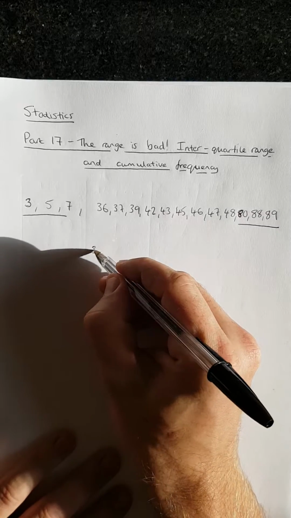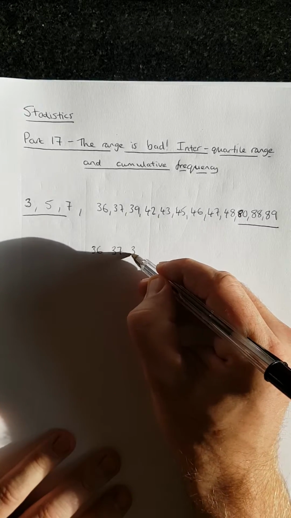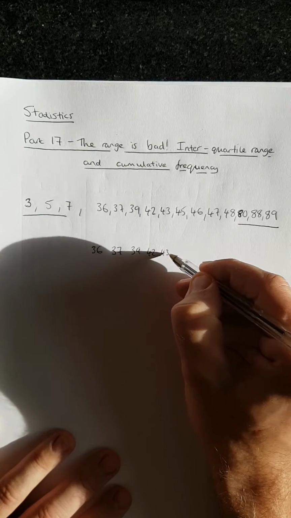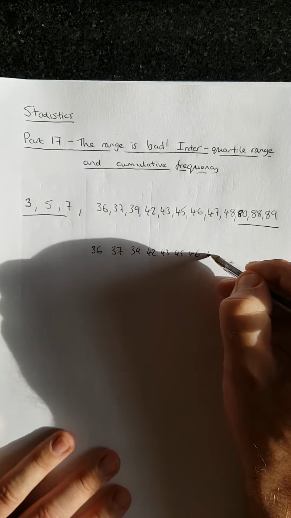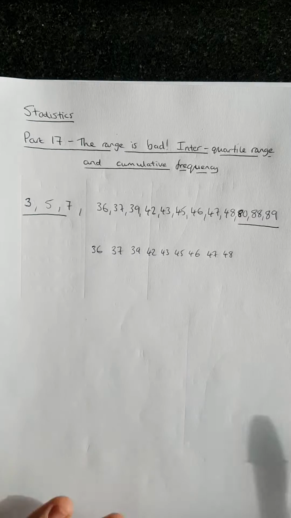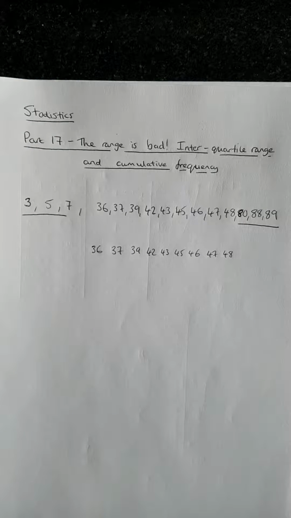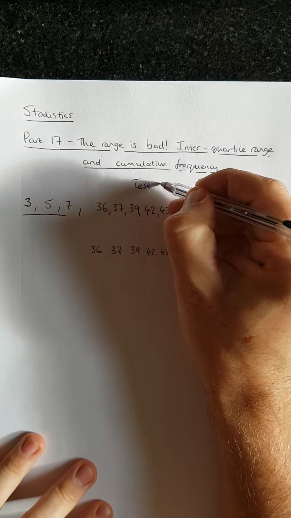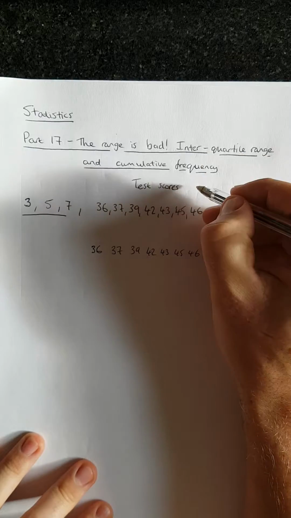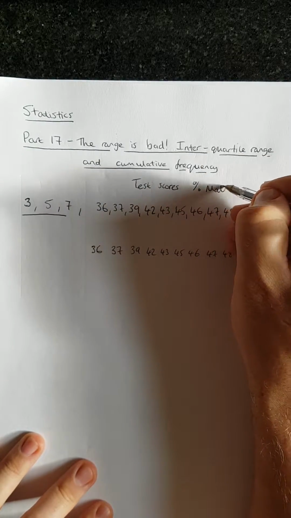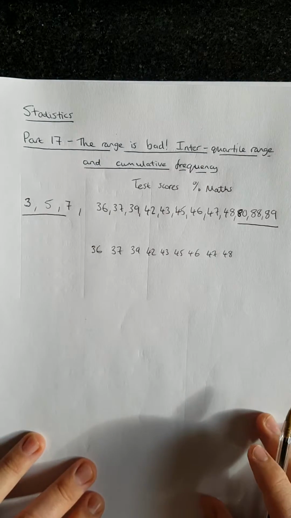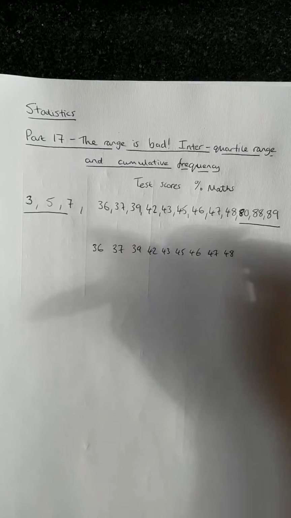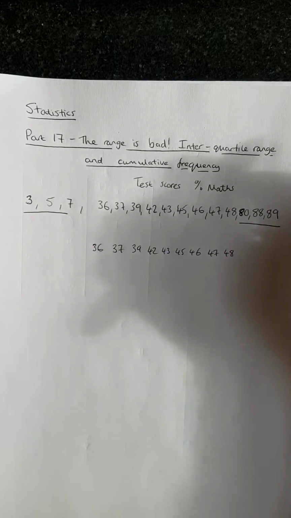Now, what does the data look like without those end values? Okay, interesting. Now let's imagine these are test scores in a maths class. How would you describe how the whole class has done?